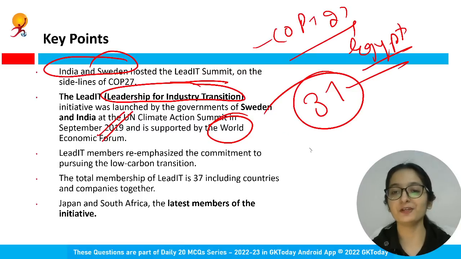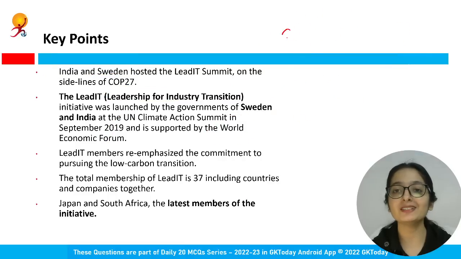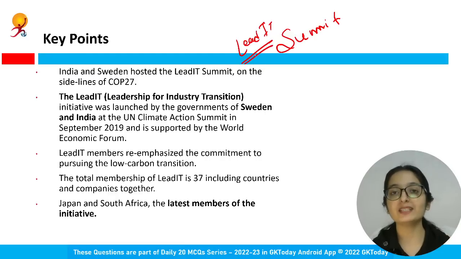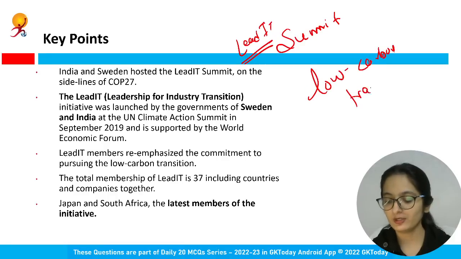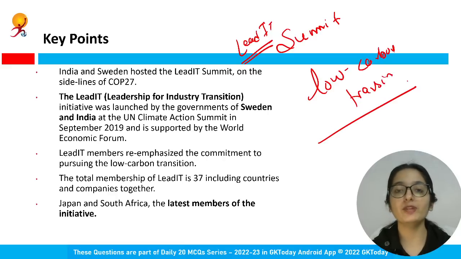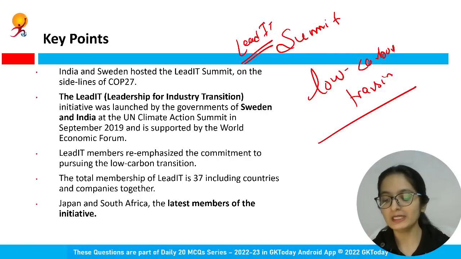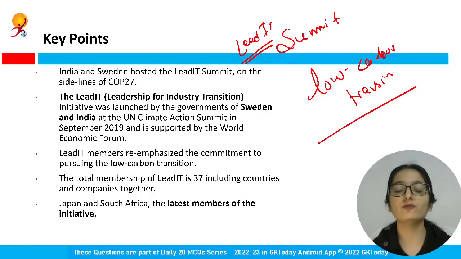Reading all these things, the very important point is what is this summit all about, what it is saying. Leadership for industry transition, lead IT. It basically emphasizes the commitment to pursue low carbon transition, right? So basically we should move to net zero emissions, we should reduce our carbon emissions, and low carbon transition should be there for the industrial sector. So this summit is focusing upon how these industries can cut down their emissions. Low carbon transition, you should make a transition to it.